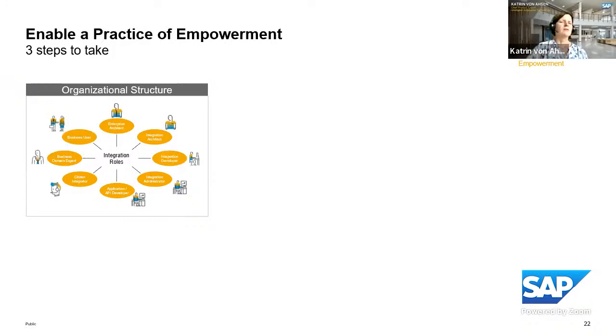Here for this phase, we have also defined 3 steps to take. The first one is to look at the organizational structure. Here we have defined common integration roles, also with example tasks in SAP context, like the integration architect, API developer, a citizen integrator, just to name a few.